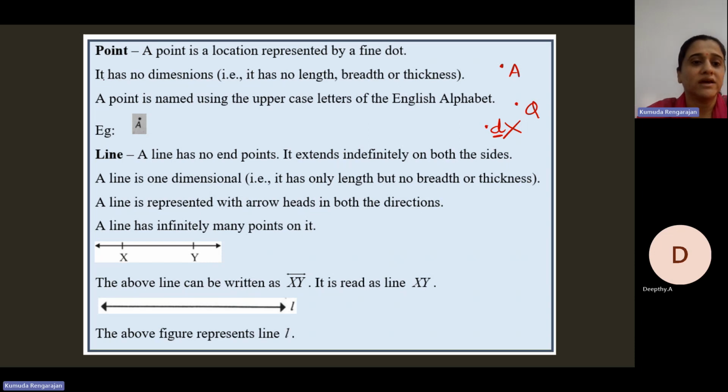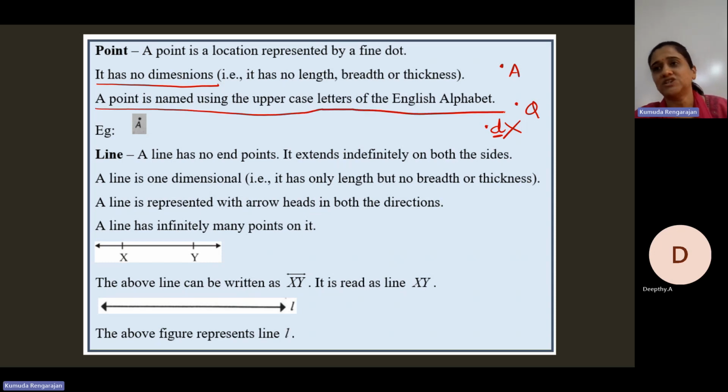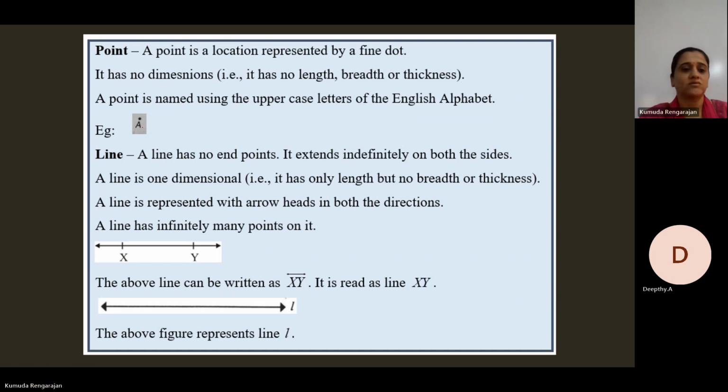It has no dimensions, meaning a point has no length, no breadth, no thickness. And this is what I told you. A point is named using the uppercase letters of the English alphabet. That's about a point. So example.